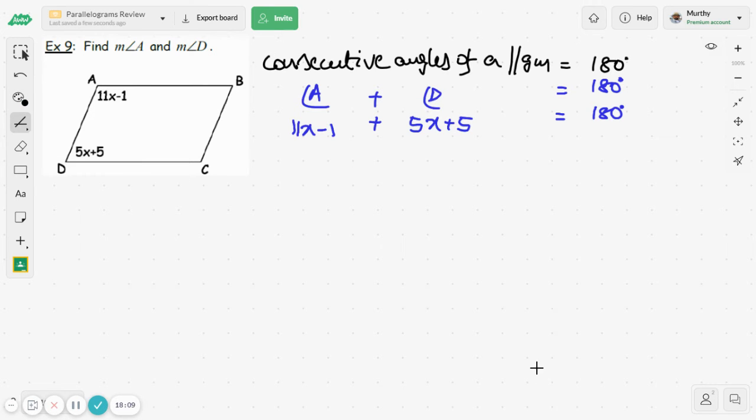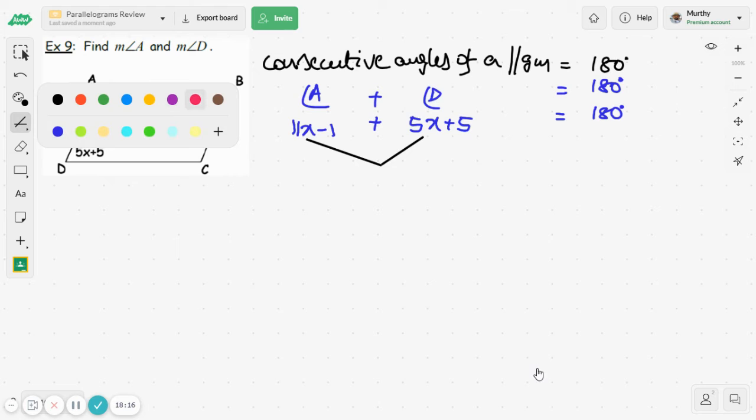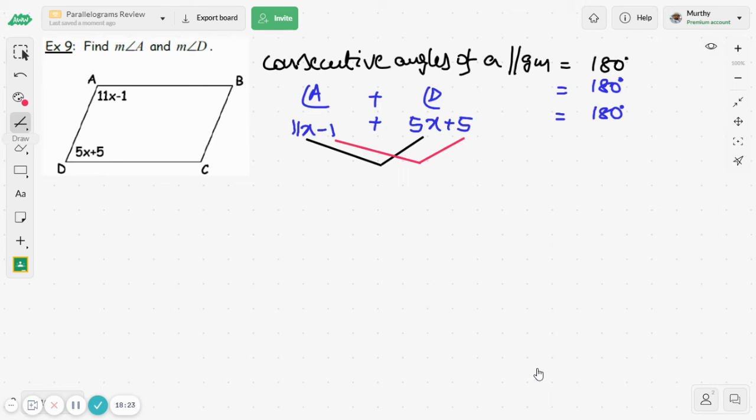Now let's simplify the like terms. Like terms means I see that 11x and 5x can be simplified because both are like terms. You know what like terms are, right? And negative 1 and positive 5, these two are constants. So these two can be simplified. Therefore, 11x plus 5x is 16x. And negative 1 and positive 5, let me think of the integers part. These two have different signs, so I subtract.